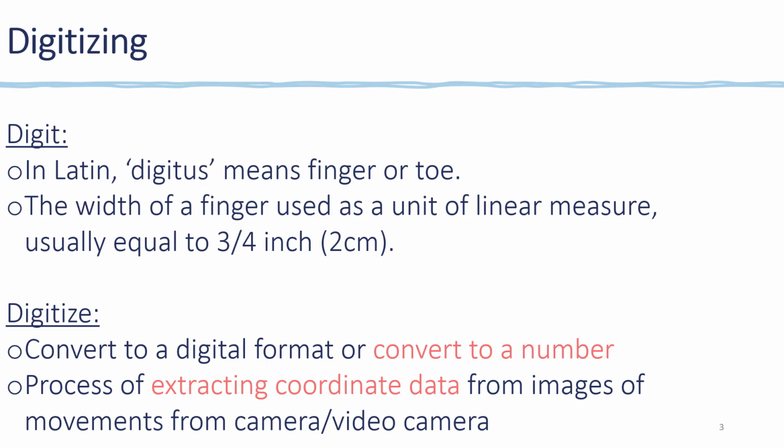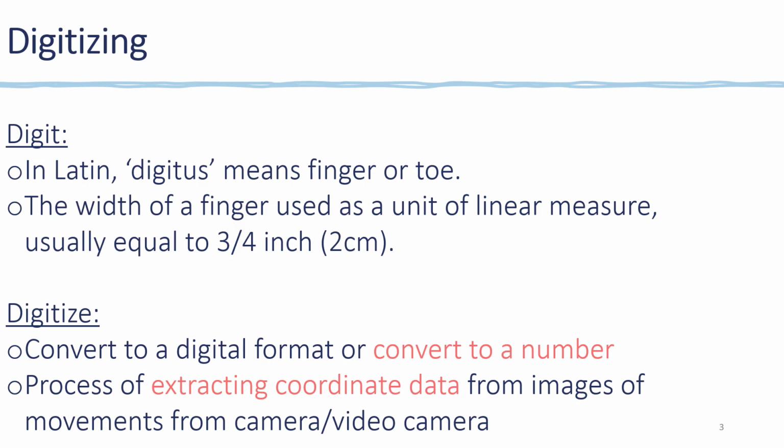So first things first, what is digitizing? Well, it comes from the Latin word digitus, which means finger or toe. And basically, they would use the width of a finger as a unit of linear measurement, which was roughly 3/4 of an inch or 2 centimeters. So keeping that origin in mind, the term to digitize means to convert to a digital format, or in other words, to convert to a number.